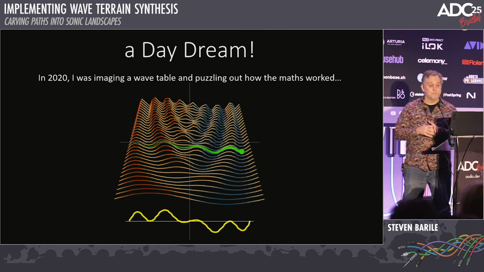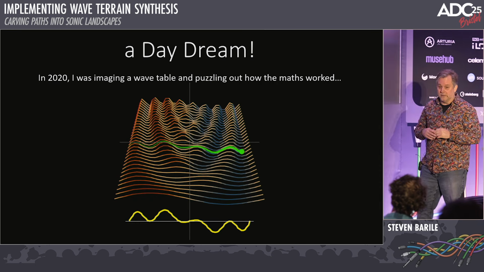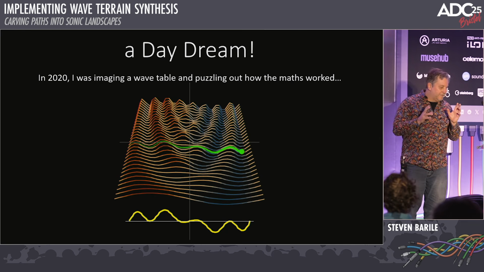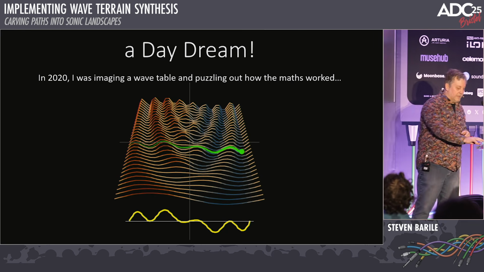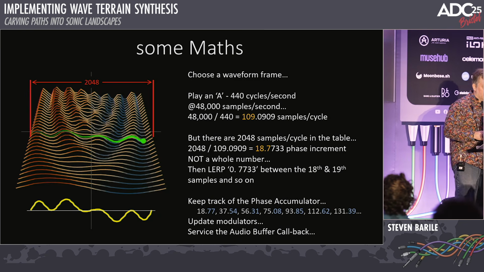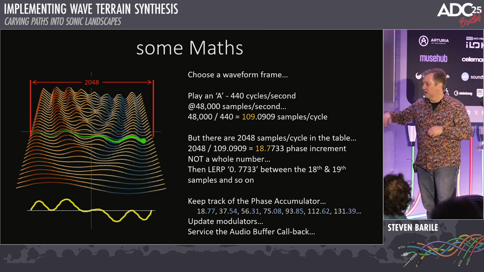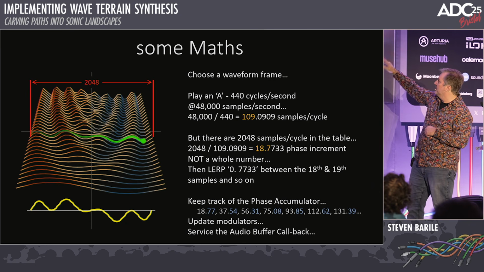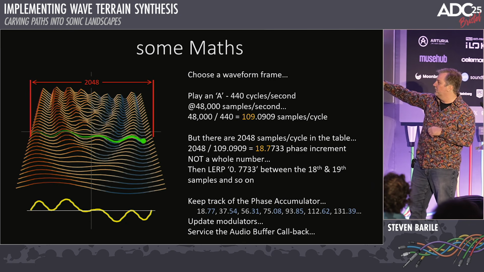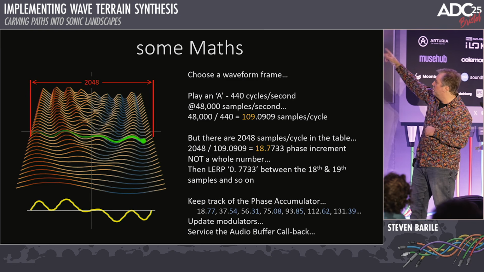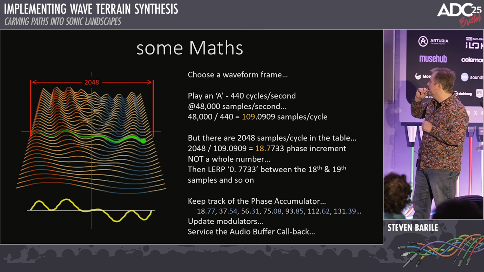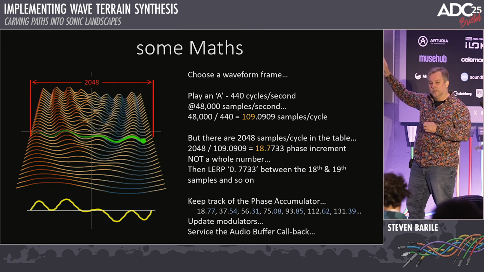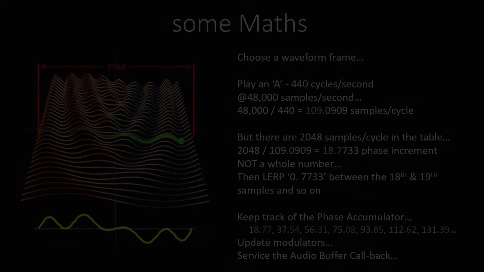Okay, so about 5 years ago, I was thinking about how wavetables work, and I was trying to work out the math. I'm going through it in my head, and you can read all this stuff, but the salient thing is, if you want to play an A440 across a wavetable, you need approximately 109 samples. It means you're jumping about every 18.7th sample, and it gets kind of messy in your head.